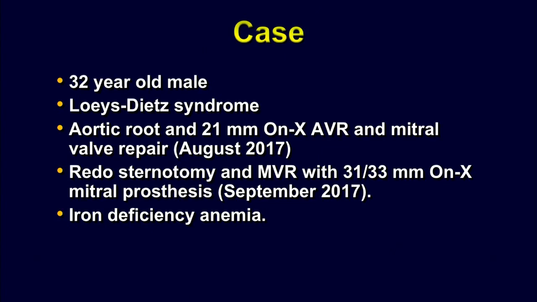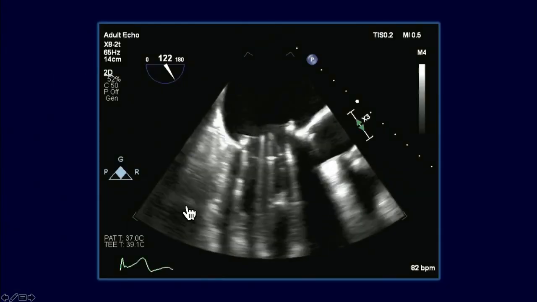A 32-year-old male, this was a very recent study that I did, with Loeys-Dietz syndrome, aortic root and a 21 millimeter On-X AVR in 2017. Reduced sternotomy with a mitral valve repair with a 33 millimeter On-X mitral prosthesis in September of 2017. So the mitral valve repair maybe wasn't a good idea in this patient with connective tissue disease. And now he comes to us because of recurrent iron deficiency anemia.